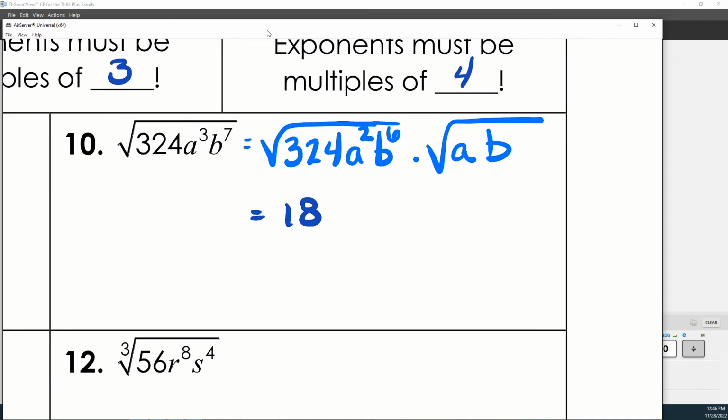And then when I do the square root of the variables, I'm just dividing the exponents by 2. So it'll be a to the first, b to the third, and then this other one just stays underneath. Right? That's a lot. And it might take a minute for it to all sink in.